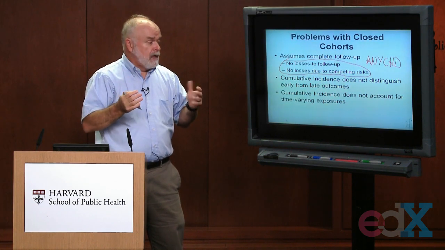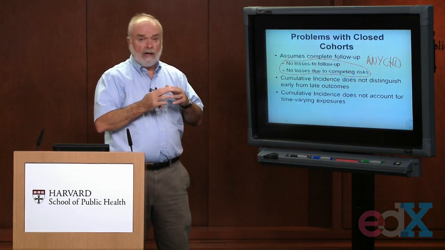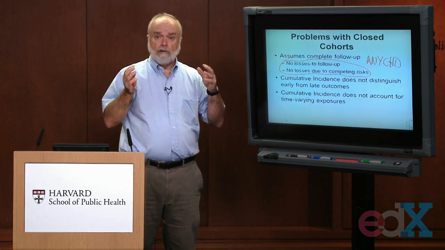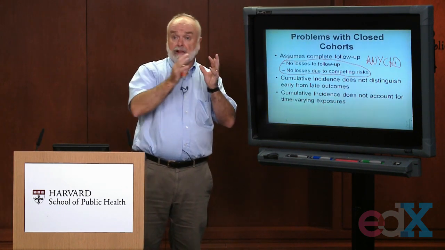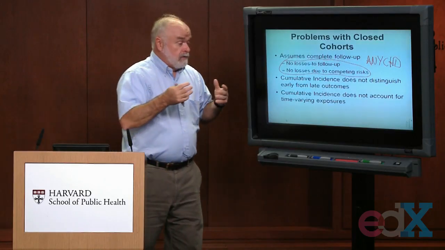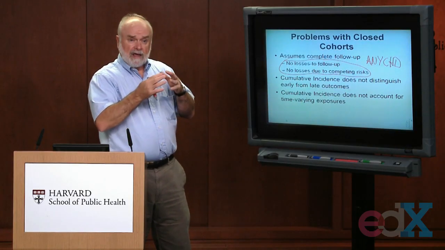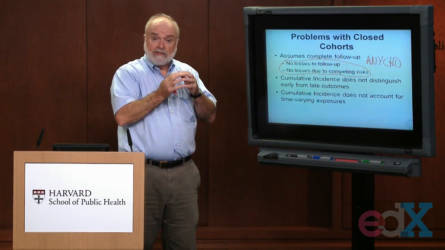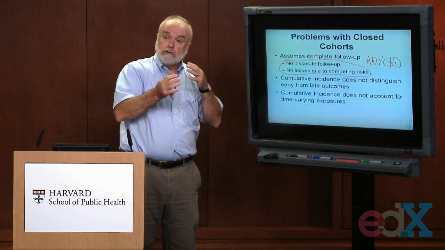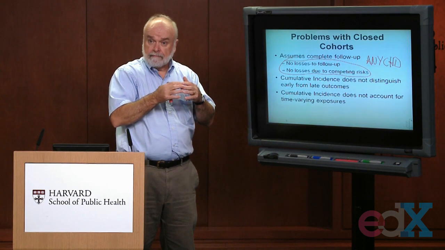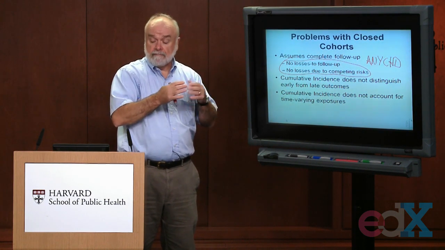You can't measure it. Cumulative incidence also doesn't take into account whether an outcome occurred early in a period of follow-up or later in a period of follow-up. It just takes into account that an event occurred. And the other problem with cumulative incidence data is that it can't incorporate the fact that individuals might change exposure status over time. Incidence rates do allow this.